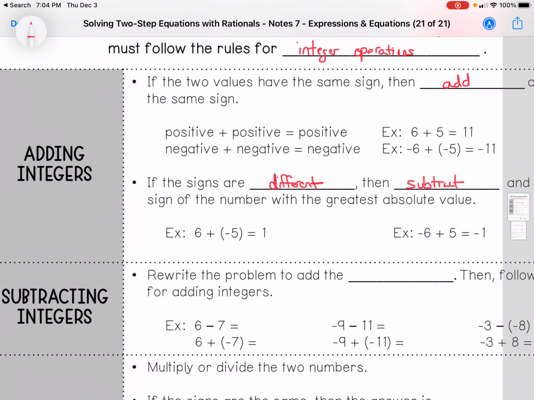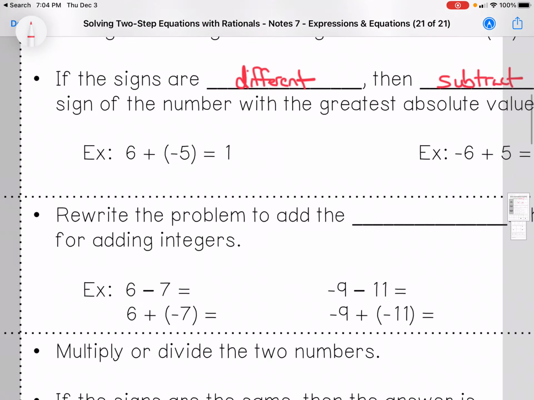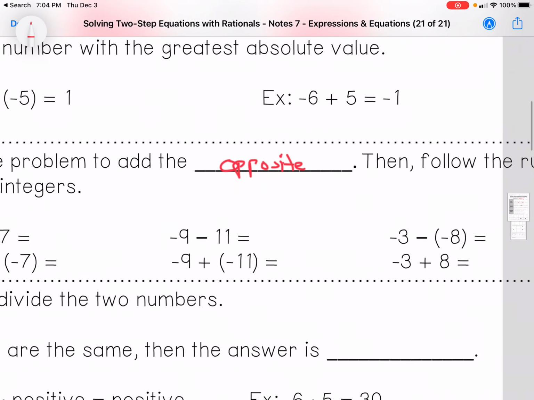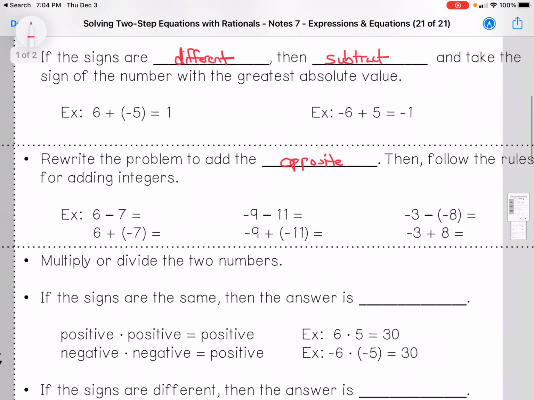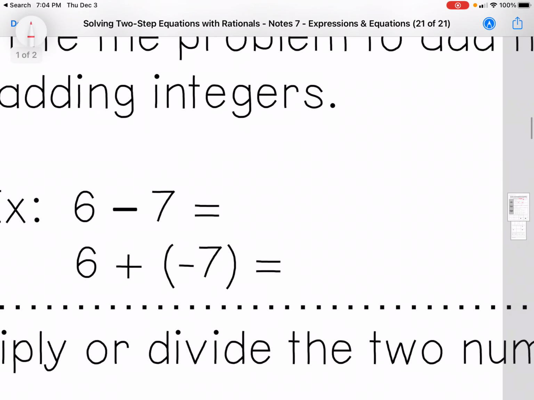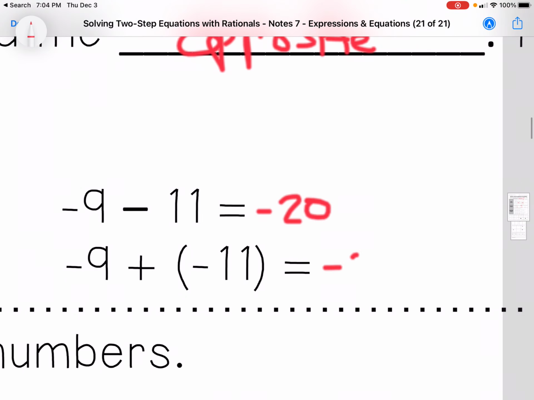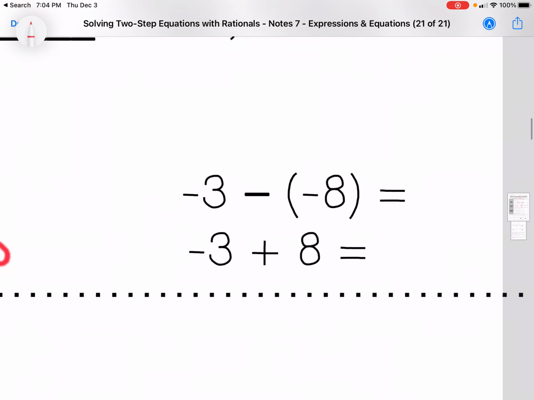The second part, subtracting integers. We are going to rewrite the problem to add the opposite. Then we are going to follow the rules for adding integers. This is the same exact stuff that we have been doing. That equals -1, that equals -20, that equals 5.